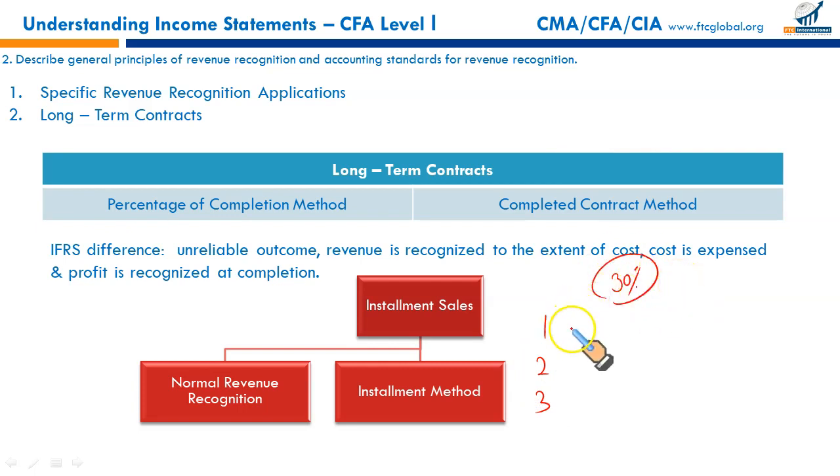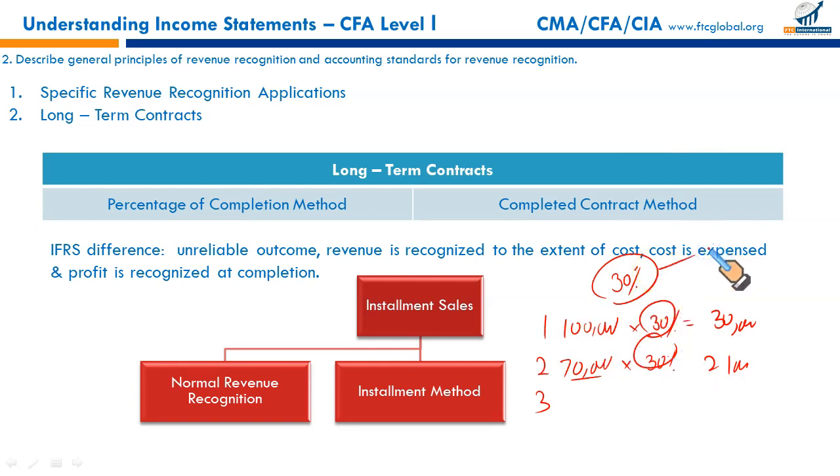Let's say we received the first installment of $100,000, then what is the profit? 30% of the amount received. Next year, we received, let's say, 70,000. Maybe the amount was not a single or constant amount every year. So what would be the profit recognized next year? The overall profit is 30%, so 30% of the amount collected, 21,000. So under the installment method, the profit recognized is equal to the cash received multiplied by the profit percentage determined at the start of the contract.